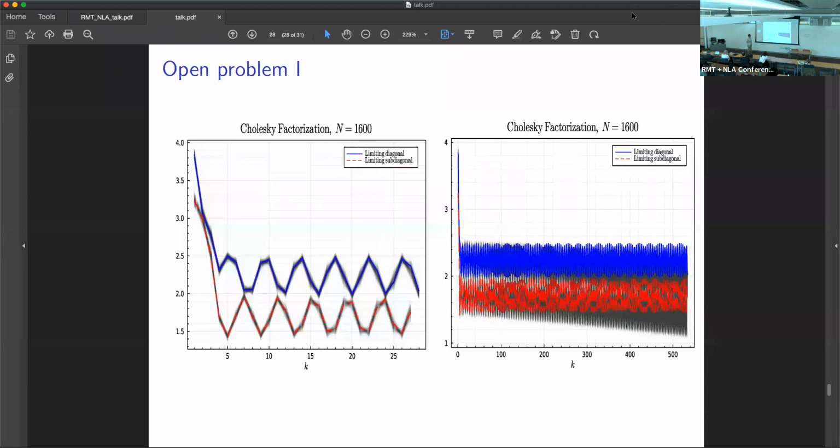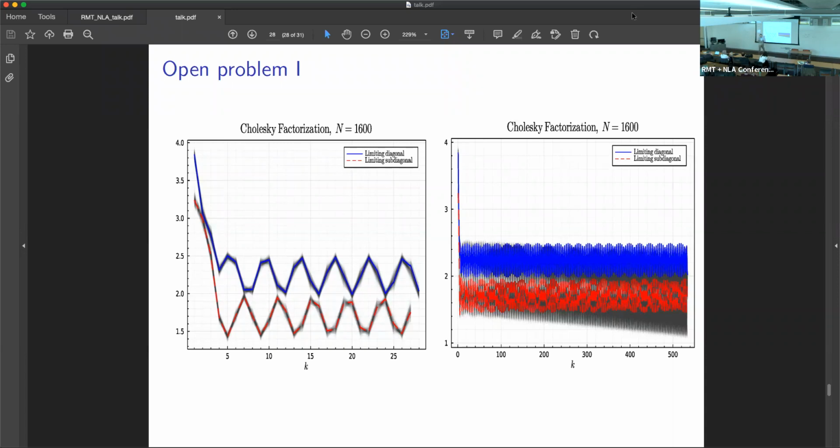And at the very end, I will just discuss two open problems. The first one is as I mentioned. I will take the Cholesky factorization as an example. For K equals 25, everything looks very good. But if K goes deeper and deeper, you can see that our predictions are no longer accurate. It seems that even the diagonal part is more accurate than the off-diagonal, but apparently something happens here.